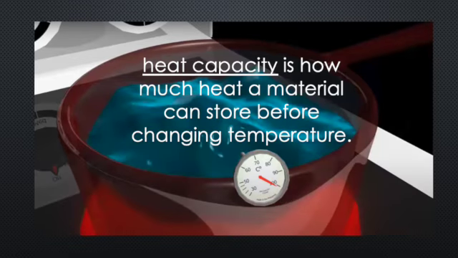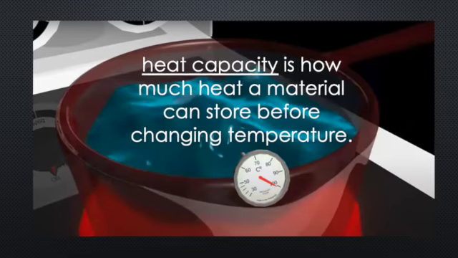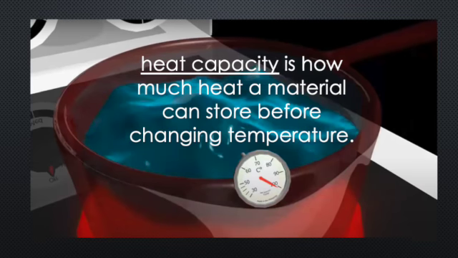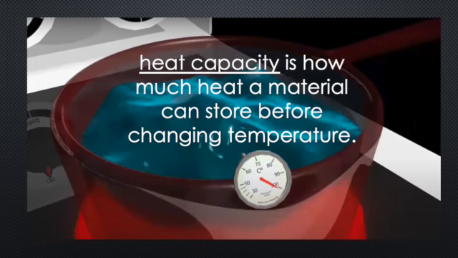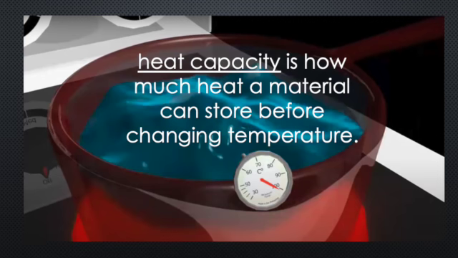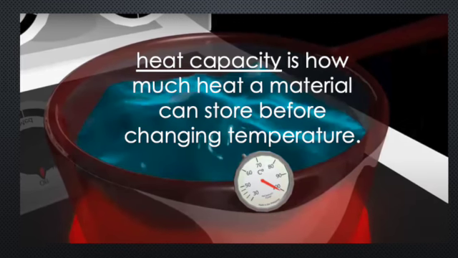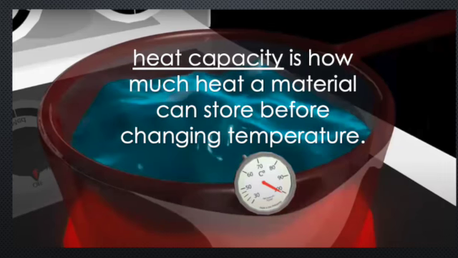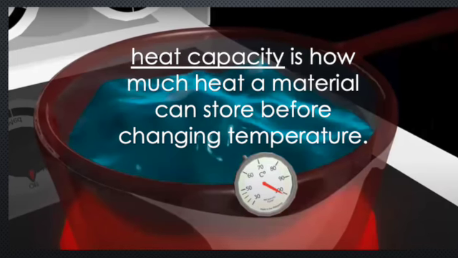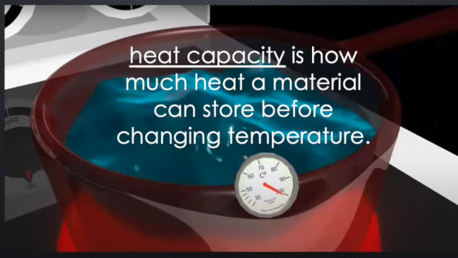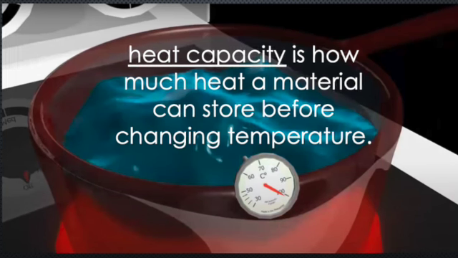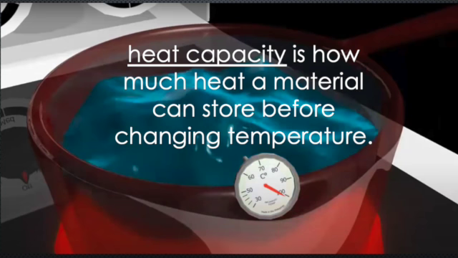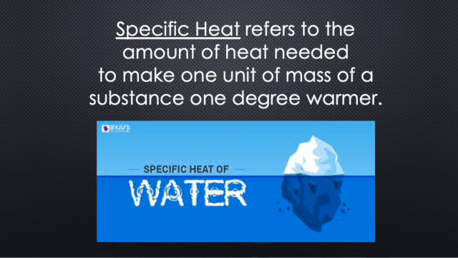This week we'll be talking about specific heat capacity with a special focus on water. Specific heat is a measure of heat capacity, and heat capacity is how much heat a material can store before changing temperature. A good example of materials with different heat capacities is a pot on the stove full of water. Think about how much longer it takes the water to get hot than the pot. This is because the water has a higher heat capacity and can store more heat before changing temperatures.